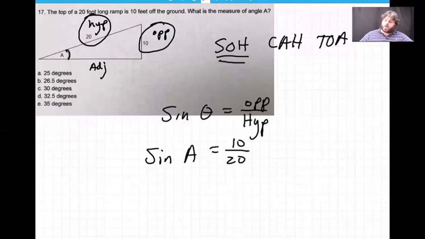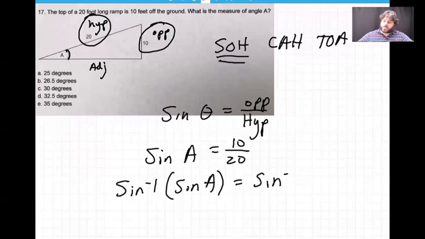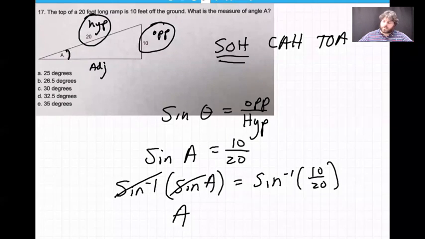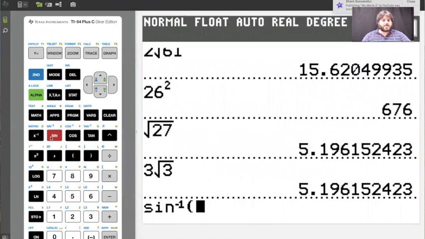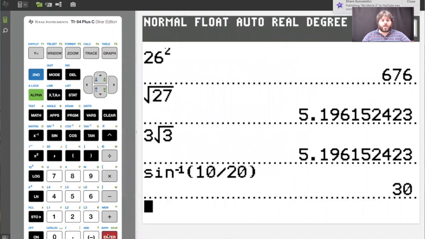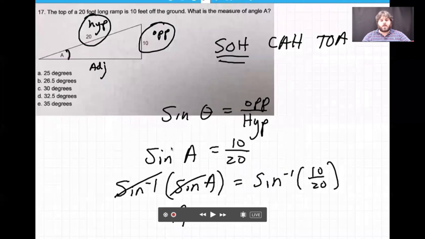Okay, so basically when we don't know the angle, we always do the sine inverse. So we're going to take the sine inverse of the sine of A, and we're going to take the sine inverse of 10/20ths. Sine inverse cancels and leaves us with A. So really, A is the sine inverse of 10/20ths. Get out my calculator, do my second sine, that's sine inverse of 10 over 20. Now, if you reduce that to a half, let's save even more time, but we get 30 degrees.